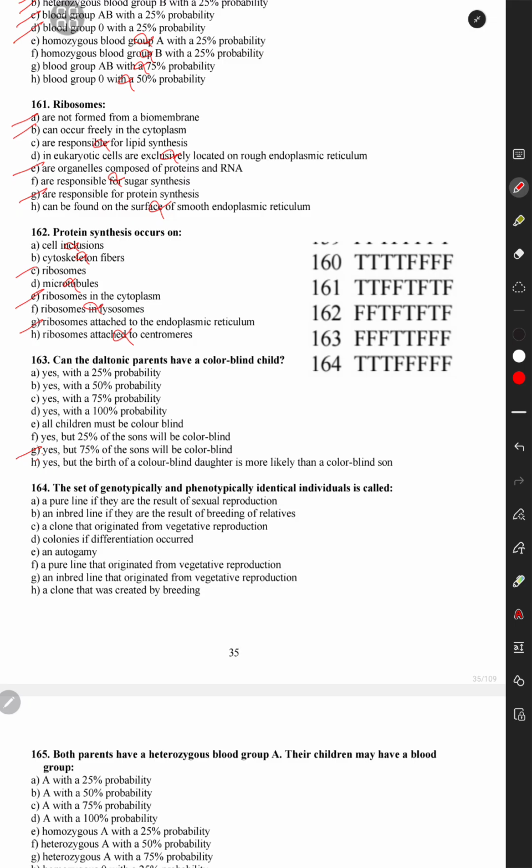Seven percent of the sons were colorblind. 163. True, true. False, false, false. True, true. Yes, with 100% probability, all children must be colorblind. Okay, क्योंकि पेरेंट्स दोनों कलर ब्लाइंड हैं तो फिर बच्चे भी सारे हो सकते हैं.